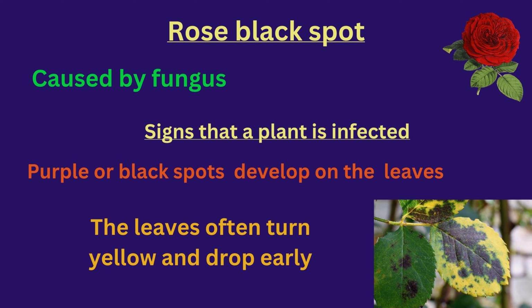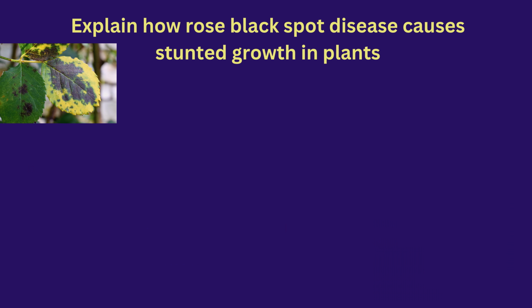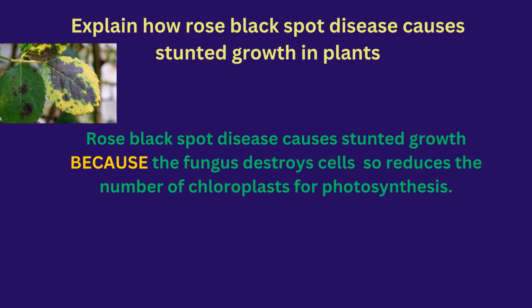How could this affect the growth of a plant? That is a common exam question. Let us now look at the question deeply. It says, explain how rose black spot disease causes stunted growth in plants. If you look at the leaf to your left, you'll notice that quite a bit of it is yellow. Why? Rose black spot disease causes stunted growth because the fungus destroys cells, so reduces the number of chloroplasts for photosynthesis.